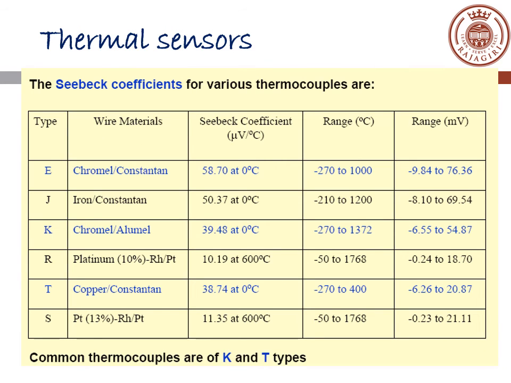Okay, so the Seebeck coefficient values for the different thermocouples have been shown over here. We are having different types, E, J, K, R, T, and S. So now the commonly used types are K and T types. Okay, so you can see the Seebeck coefficient values and the ranges in terms of degrees Celsius, and the amount of voltage that can be generated in terms of millivolt.